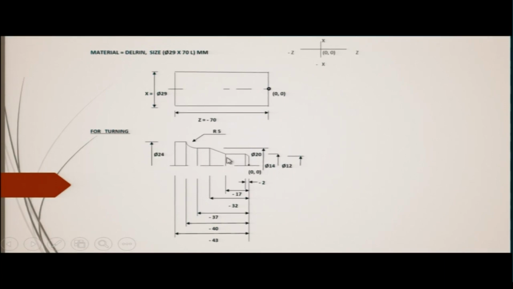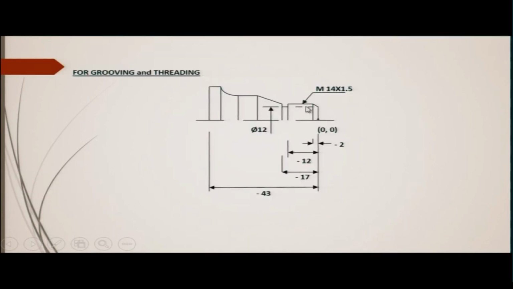Now, for fabricating this part, of course, you understand that along with this, the groove and the thread are also part of the final product. That is, we have to have on the final product a groove like this of 12 millimeter diameter here, and a metric thread of 14 millimeter and the pitch of 1.5. Okay.